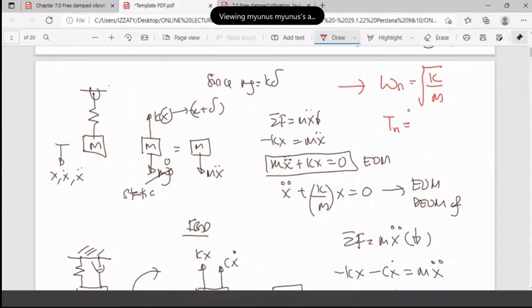Anyone? If you don't want to answer, I will keep this one with a question mark. You have to look on your own. Could anyone tell me what you have here for Tn? No? 1 upon f is correct.